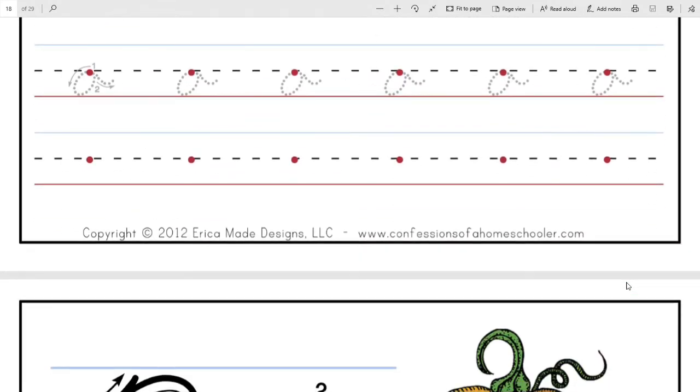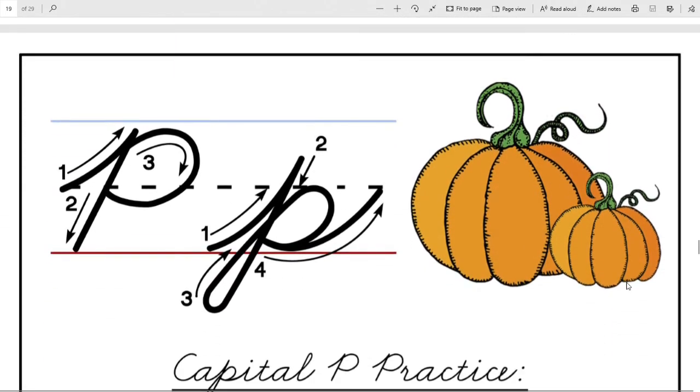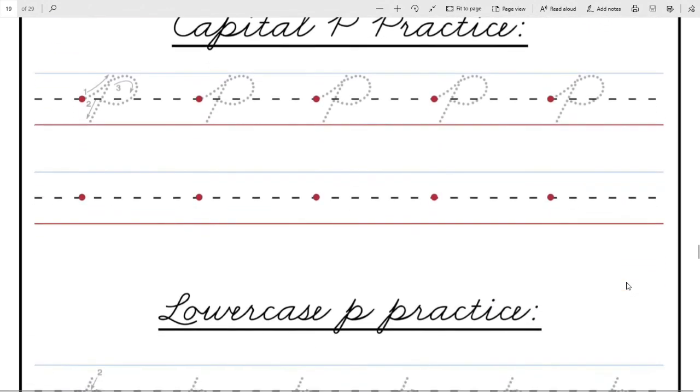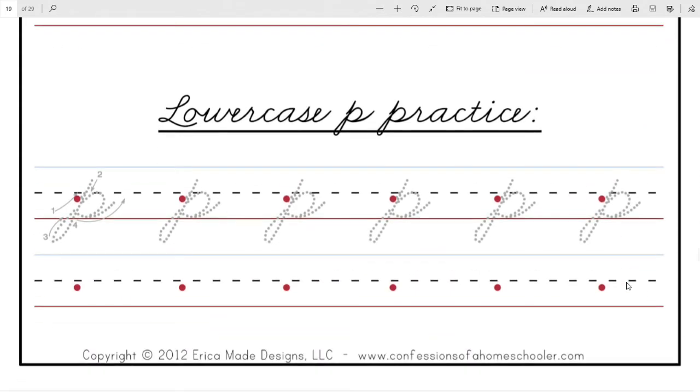So what will be the next letter? The next letter is P. P says P. Look at the picture. Pumpkin. Now we move, see, the uppercase, the capital cursive P, and lowercase, that is the small cursive p.